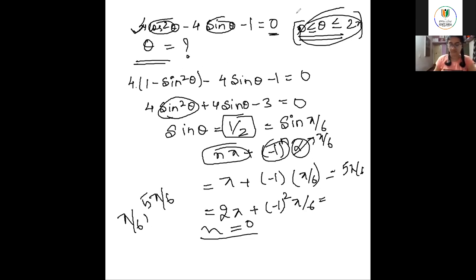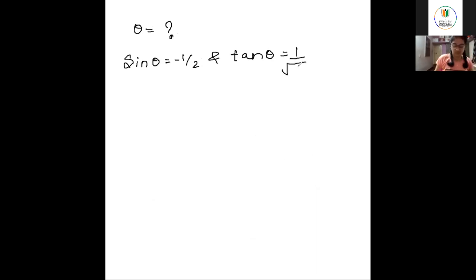Now there's this question. Do this. Find the general value of theta for which sine theta is equal to minus half and tan theta is equal to 1 by root 3 simultaneously. It's an easy one.